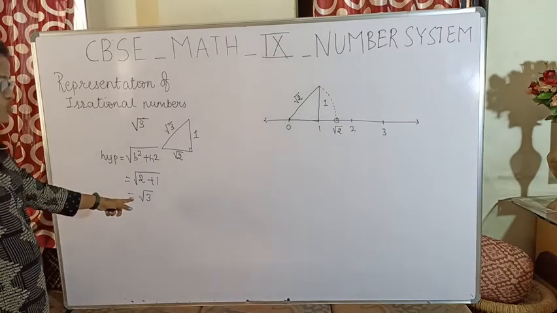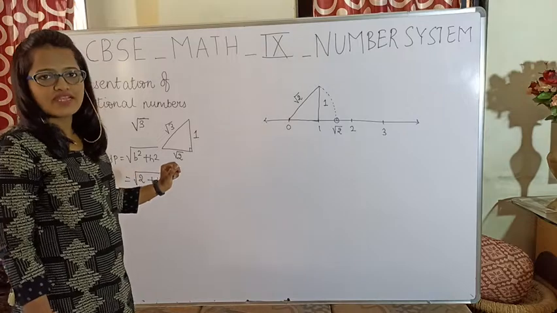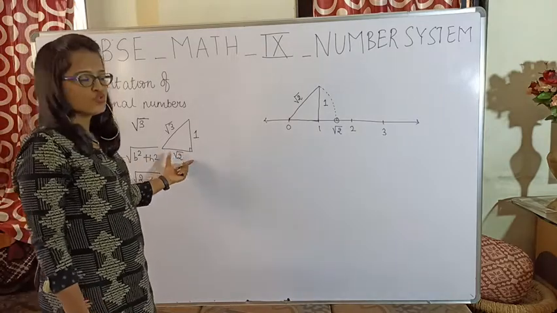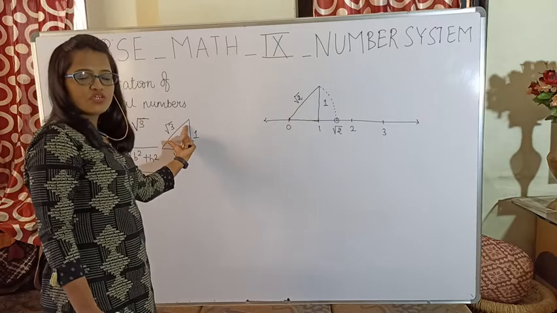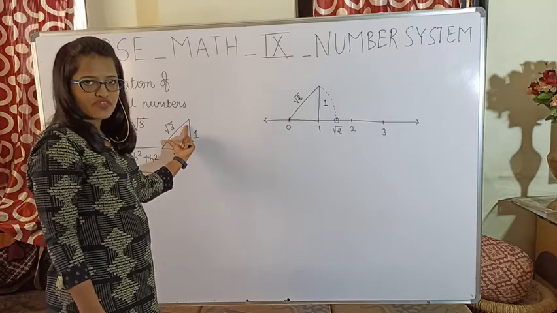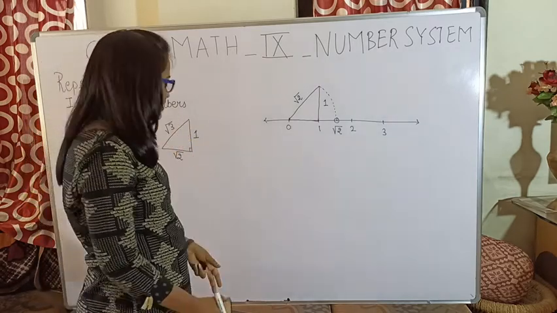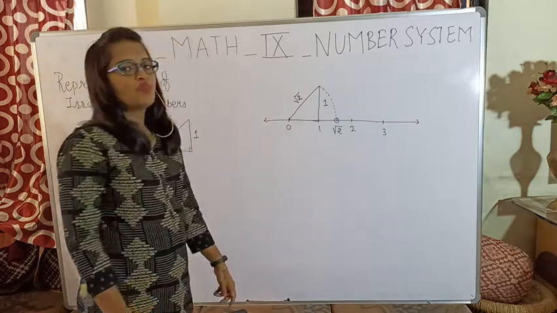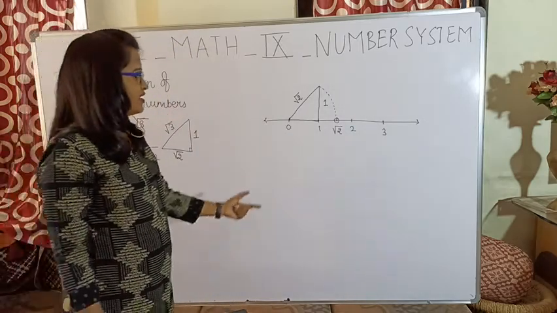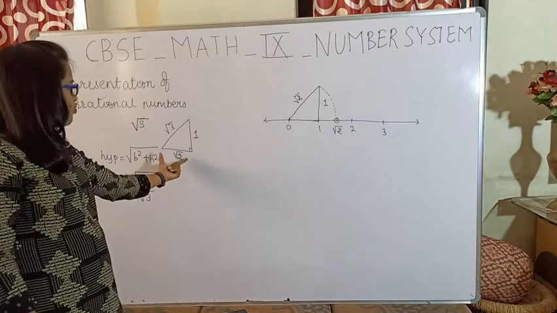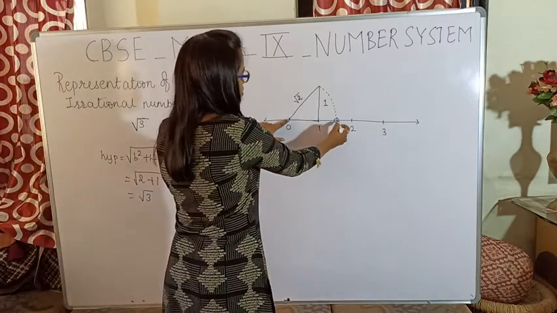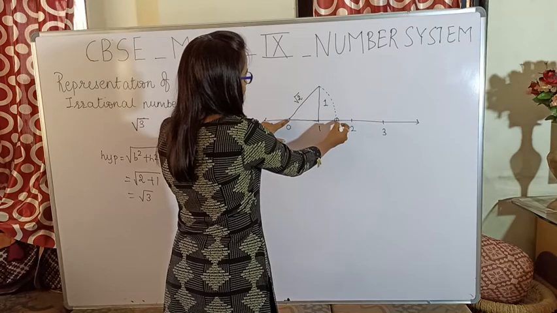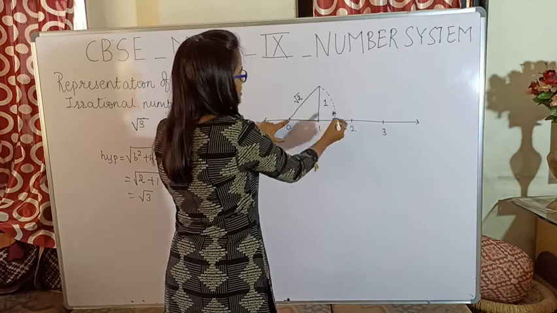So it shows me that if I construct a right angle triangle with base as root 2 and height as root 1, I can find the root 3 as the hypotenuse of that right angle triangle, and once I get that hypotenuse, I can project it on the number line. Let us draw it. What base I want? I want my base to be root 2.